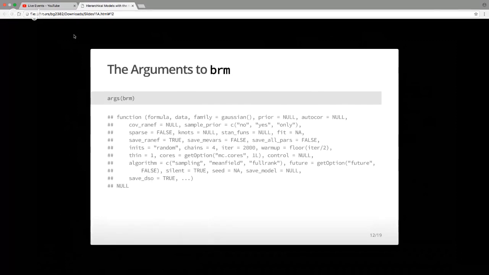Unlike rstanarm, where we have stan_lm, stan_glm, stan_glmer, a whole bunch of different functions that are designed to look like, at least in the essential parts, other functions that are popular and being used for frequentist estimation, the brms package basically only has one model fitting function, called brm, and consequently it has a lot more arguments because you're specifying a great variety of models through this one function.